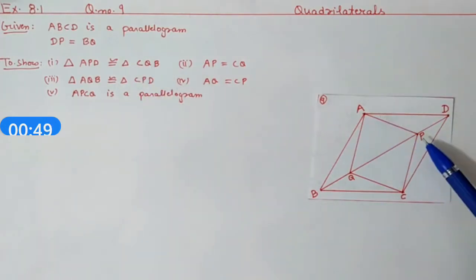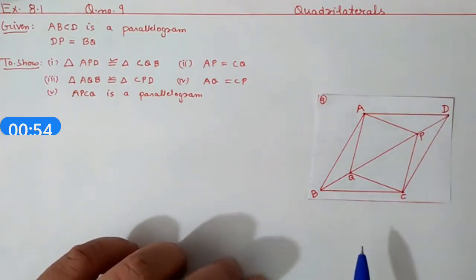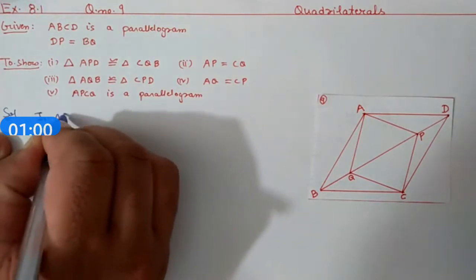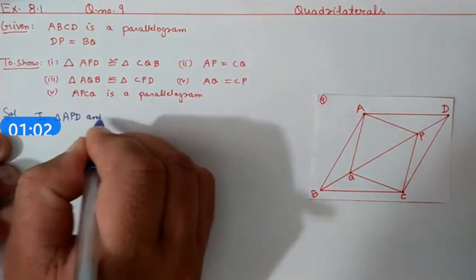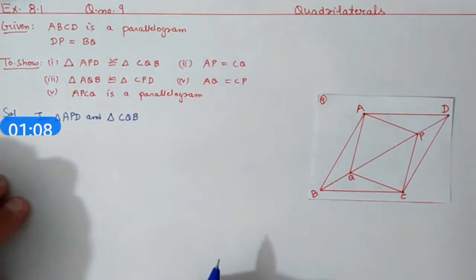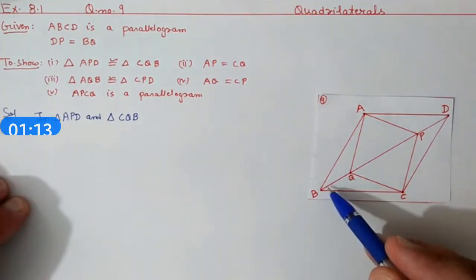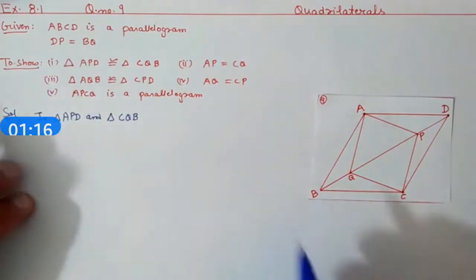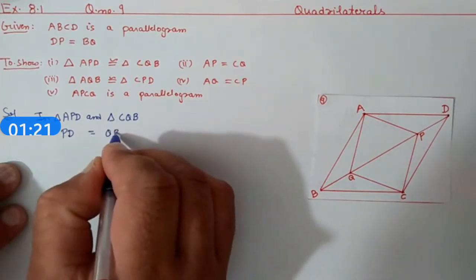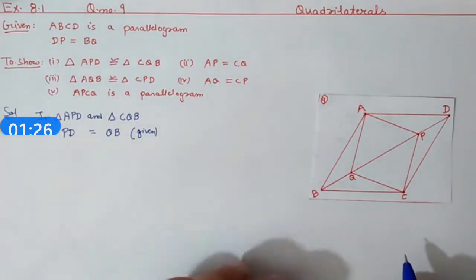We will write these two triangles, APD and CQB. We will find out three equal things in these two triangles. So you will write here, in triangle APD and triangle CQB. Now AD is equal to BC and DP is equal to BQ. DP is equal to BQ, it is already given. So you can write PD equals QB or DP equals BQ, whatever you want to write, and its reason is given.